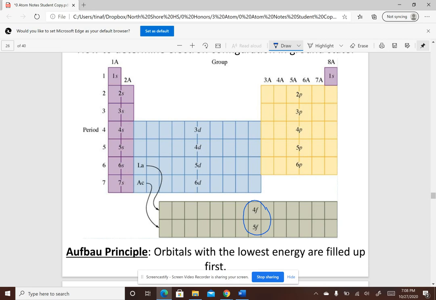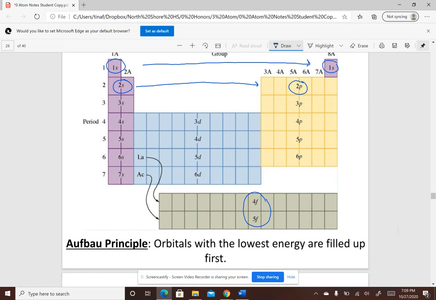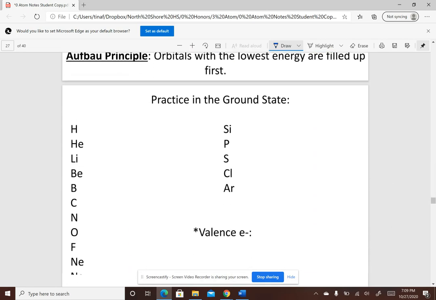Okay, so this is a really great visual because it shows you which orbitals fill up and in which order. So you read this from left to right. Then you jump down to the next row. If your element is in the second row, you start filling up the 2s all the way to the 2p. And this is going to make more sense as we do an example. So I'm just going to jump right down to some practice.